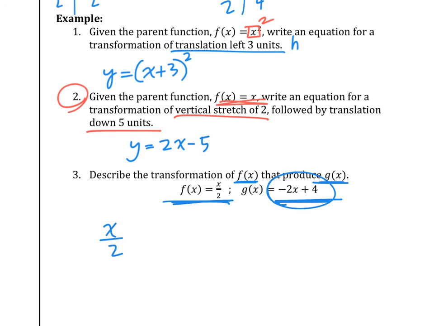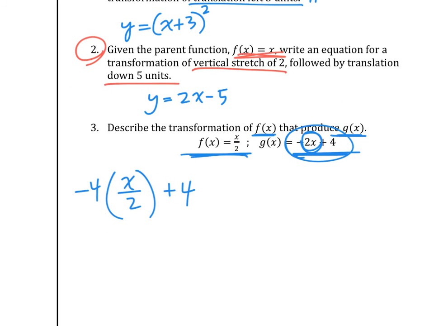Let's do it one step at a time. How do I get x over 2 to become, let's just forget the negative, how do I get to 2x? How do I get from x over 2 to 2x? Well, I've got to multiply by 4, right? That's going to give me 2x. And then there's a negative on the outside, so let's just attach a negative on the outside. And then the last thing is I'm going to add 4. If you clean that up, you're going to get negative 2x plus 4.